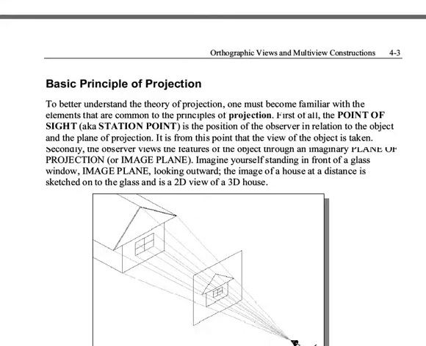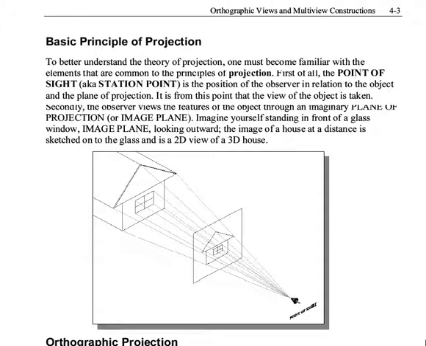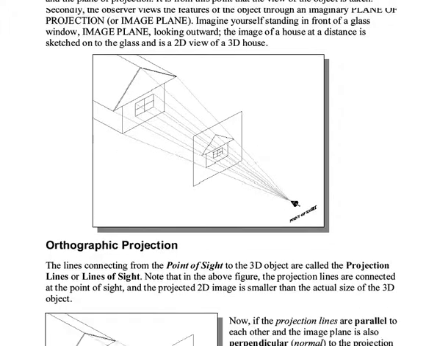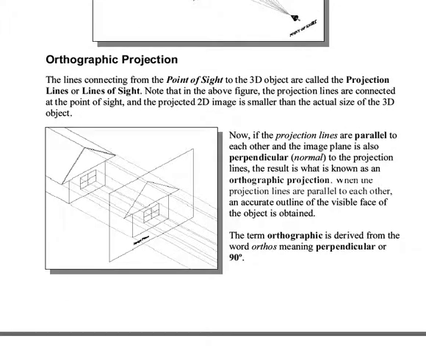The basic principle of projection is the line of sight. So we're standing directly in front of this, and we're looking at the front view of the part. With orthographic projection, all these projection lines are parallel to one another, but the image itself is perpendicular. Orthographic is derived from the word orthos, meaning perpendicular, at 90 degrees. So the projection lines themselves are at 90 degrees to the part, but the projection lines are all exactly parallel to one another.